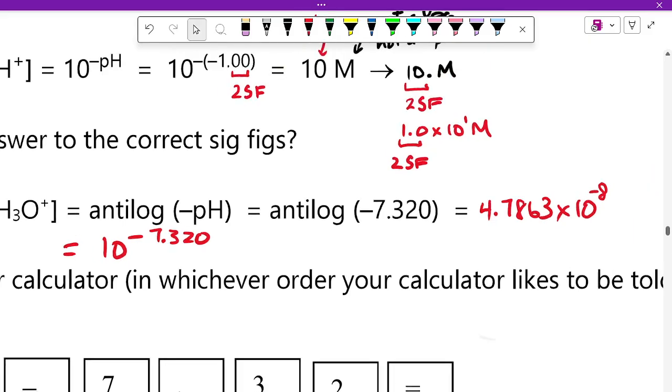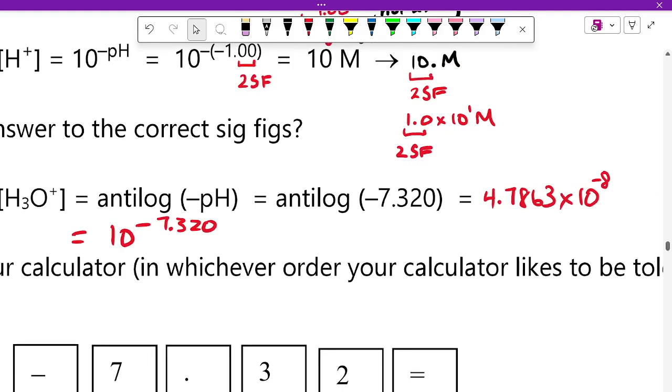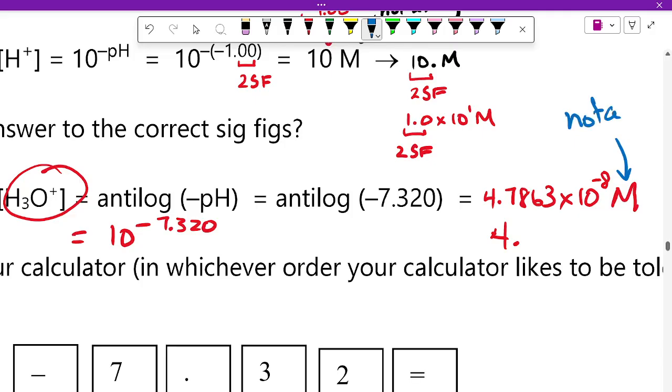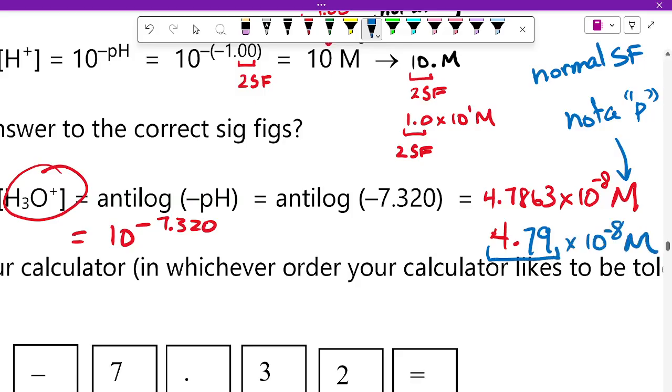What should we round that to? And remember, this is now a concentration, so that's molarity, not a p. So sig figs are normal. So to have 3 sig figs, 4.79 times 10 to the negative 8 molar.